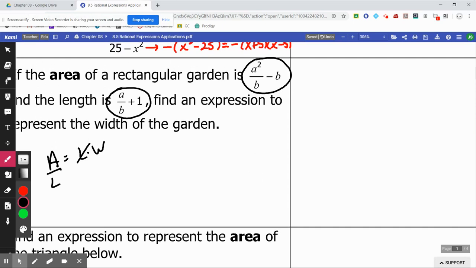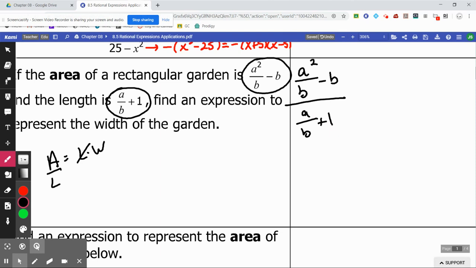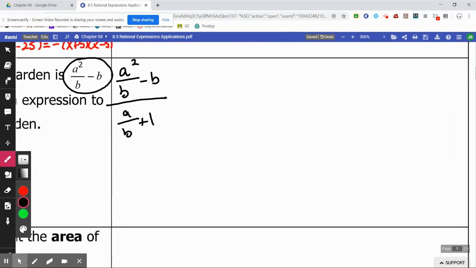So we've got to do the area, which is a squared over b minus b, divided by the length, which we just saw was a over b plus 1. When we divide that out, that's going to tell us what the width will equal. So this is a complex fraction. Let's find us some common denominators. We can work these separately.